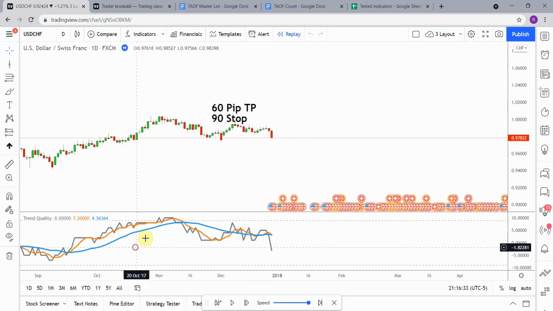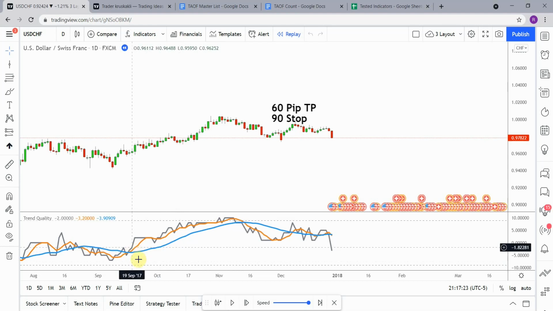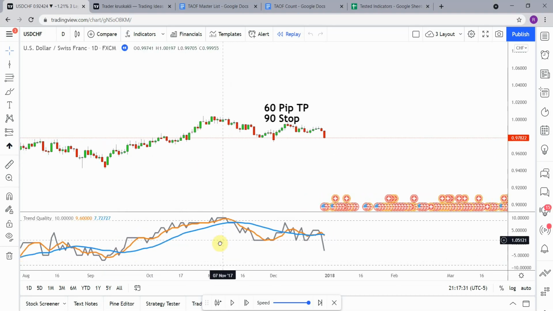The setup on this is when the two lines, the gray and orange line, are above the blue line, then we are looking for long trades or long signals. And those long signals come from the gray line being above the orange line. So we're looking for both the lines to be above the blue, and then for the gray to be above the orange, and that will be a long opportunity.